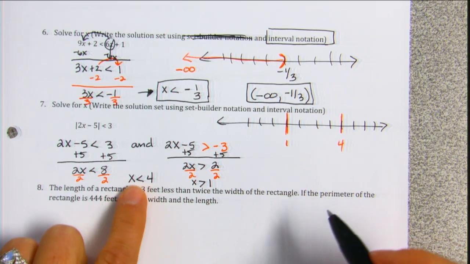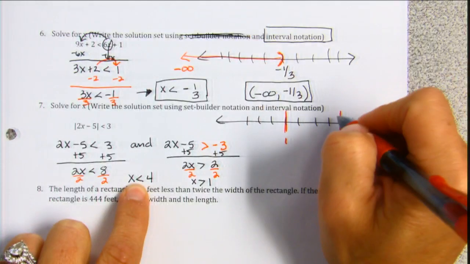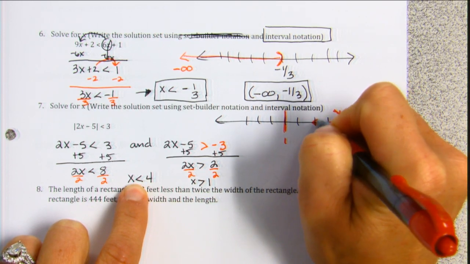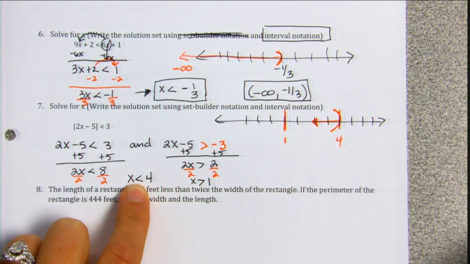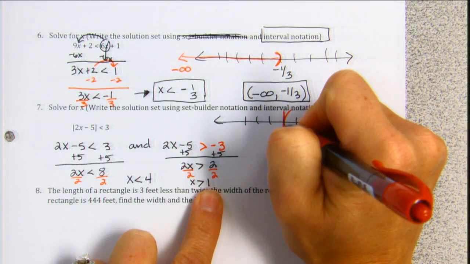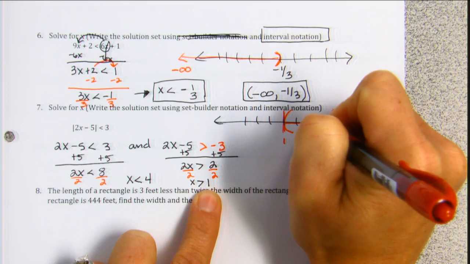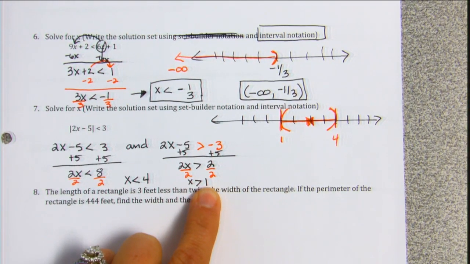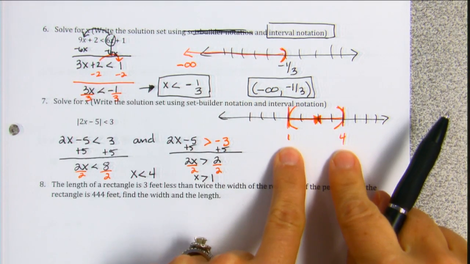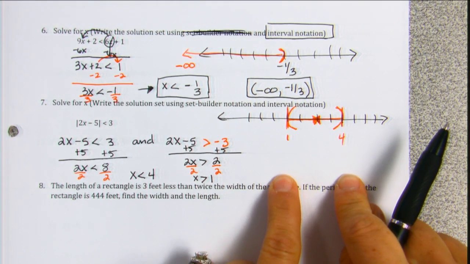But if x is less than 4, what I'll be looking for is that you have a soft parenthesis and that you're pointing towards the 1. And if x is greater than 1, I have a soft parenthesis and I'm pointing towards the 4. So notice they share all the possible numbers between 1 and 4. So this is not a union. You bring your interval notation straight down from your number line.